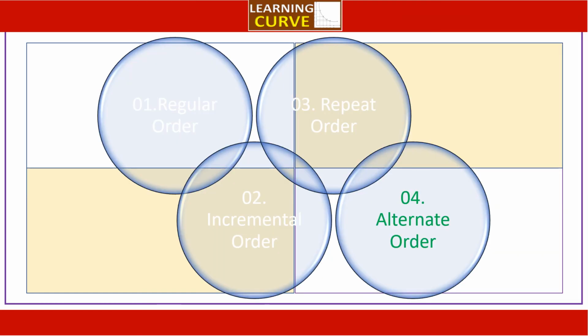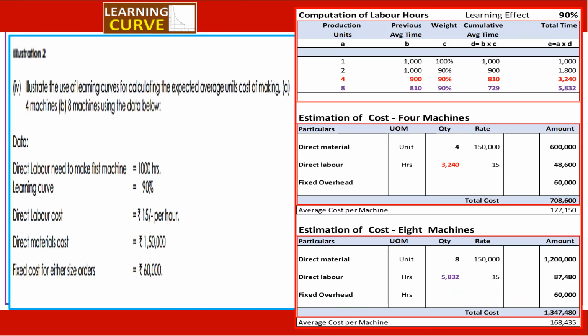With this, we will go to one more illustration where there are two orders. They are alternate orders. You may get order number 1 or order number 2. It is also simple. Illustrate the use of learning curves for calculating the expected average unit cost of margin when the order size is 4 machines or when the order size is 8 machines. We will have both options.